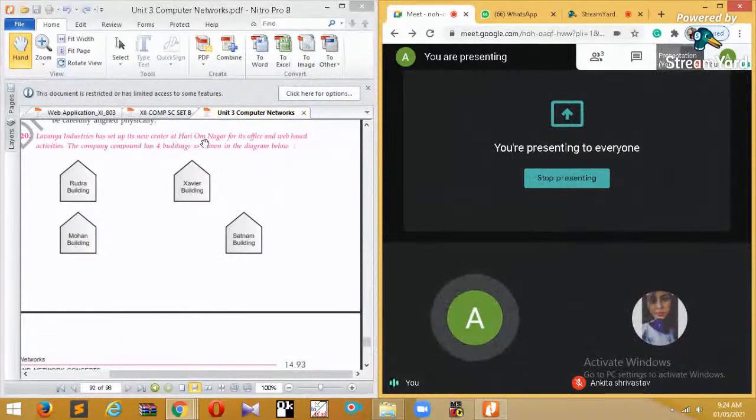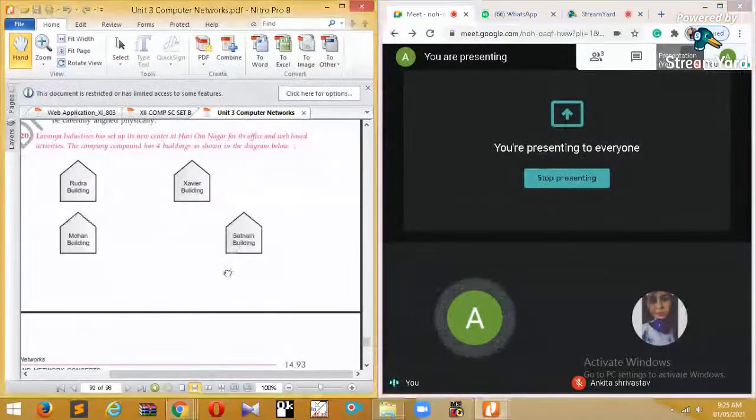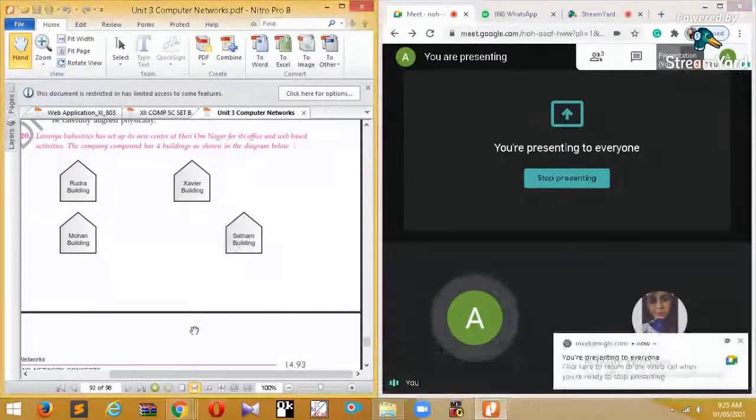Hariom Nagar for its front office and web-based activity. The company compound has four buildings as shown in the diagram: Rudra Building, Xavier Building, Mohan Building, and Satnam Building. These four buildings are situated in the same city. You can see the name Hariom Nagar is given. Based on this, a few questions are asked. So let's see what the questions are.